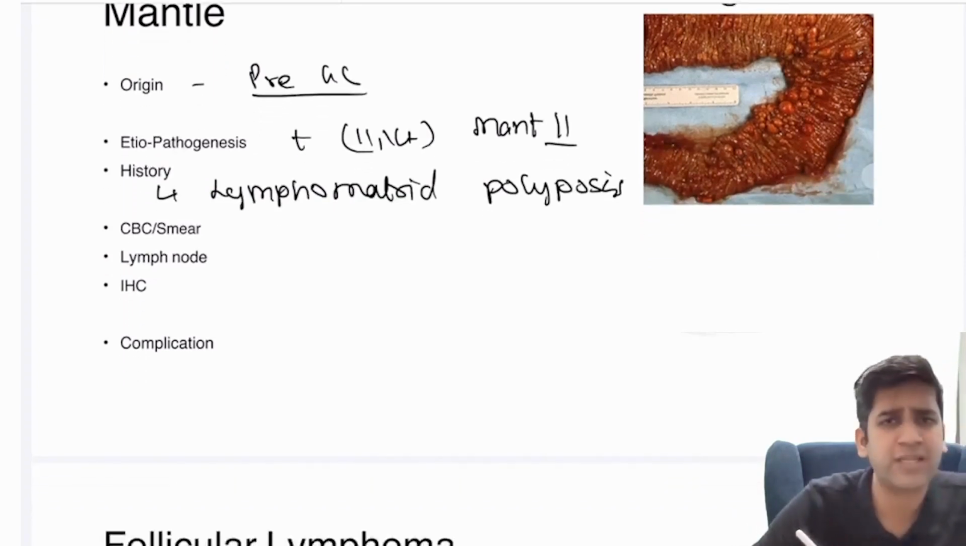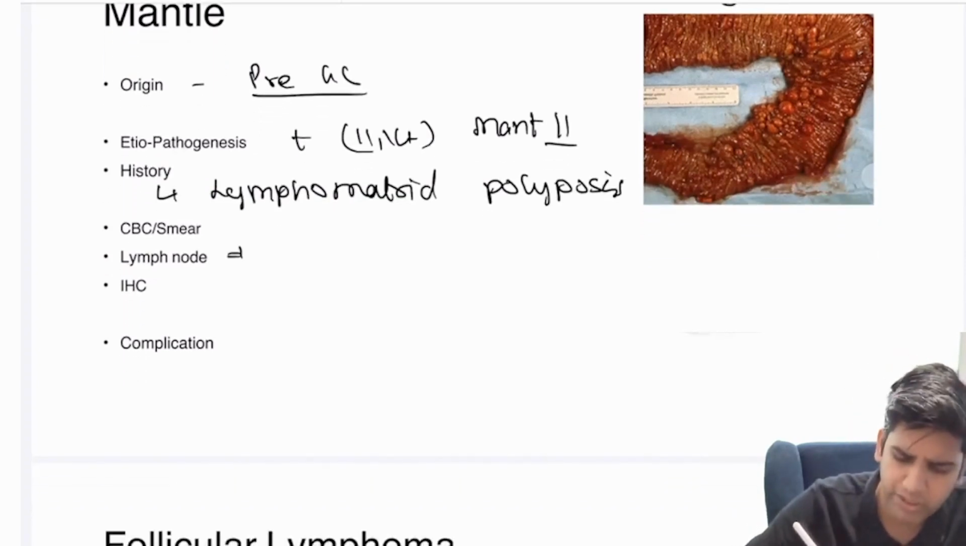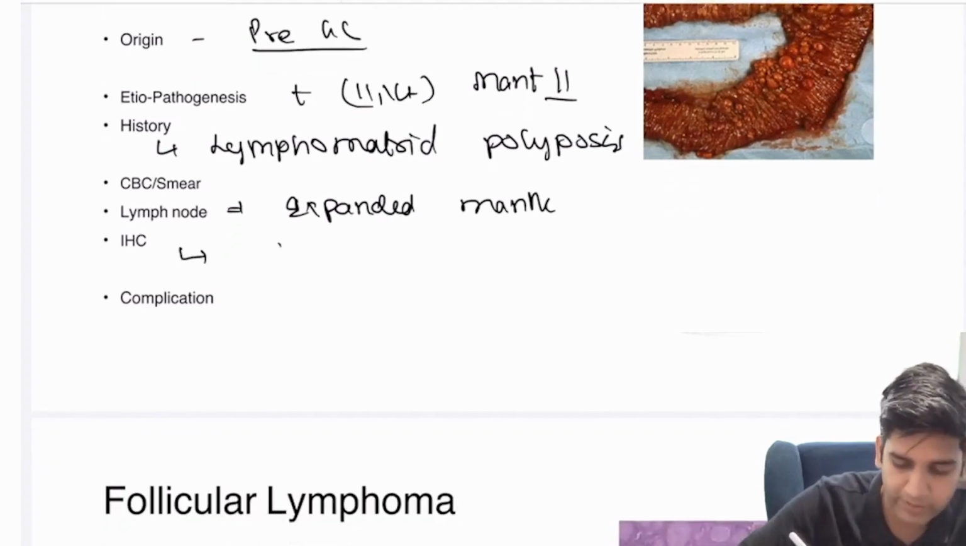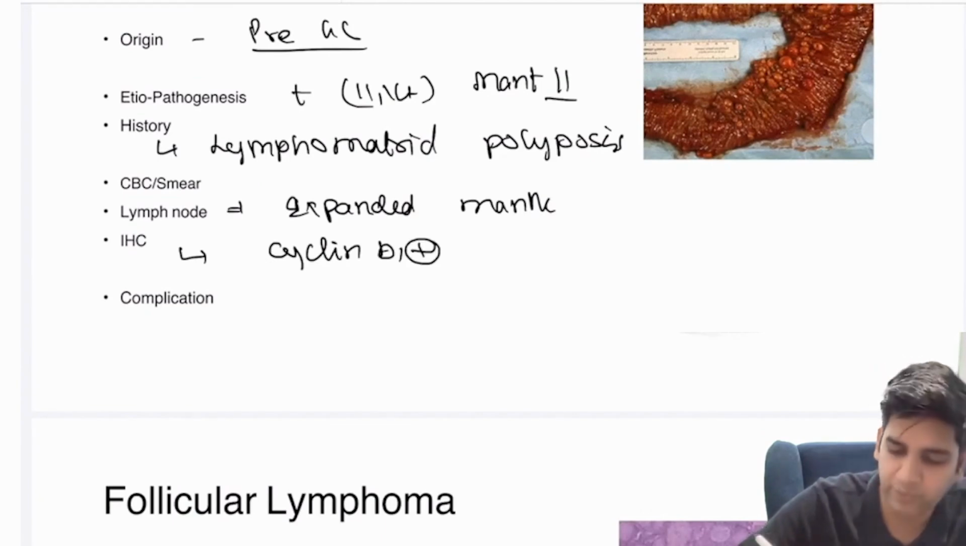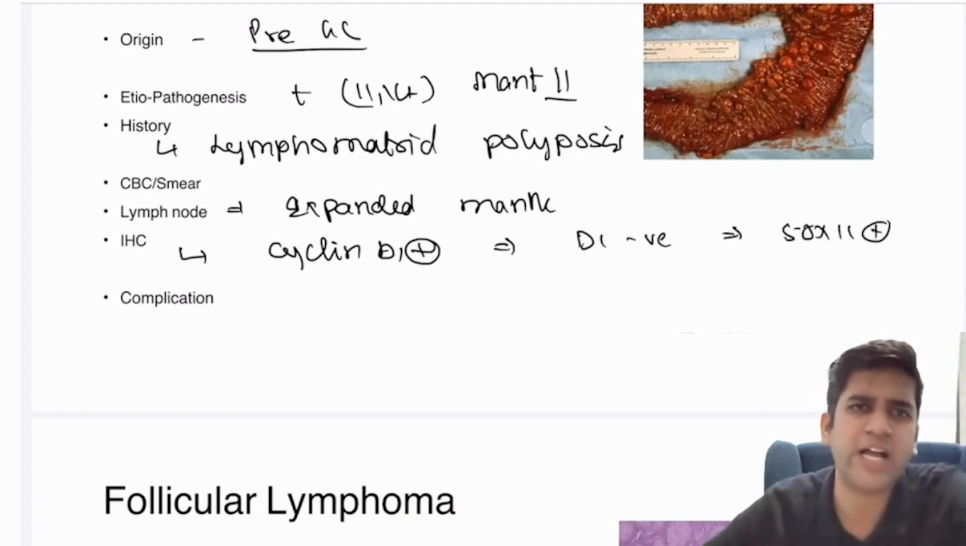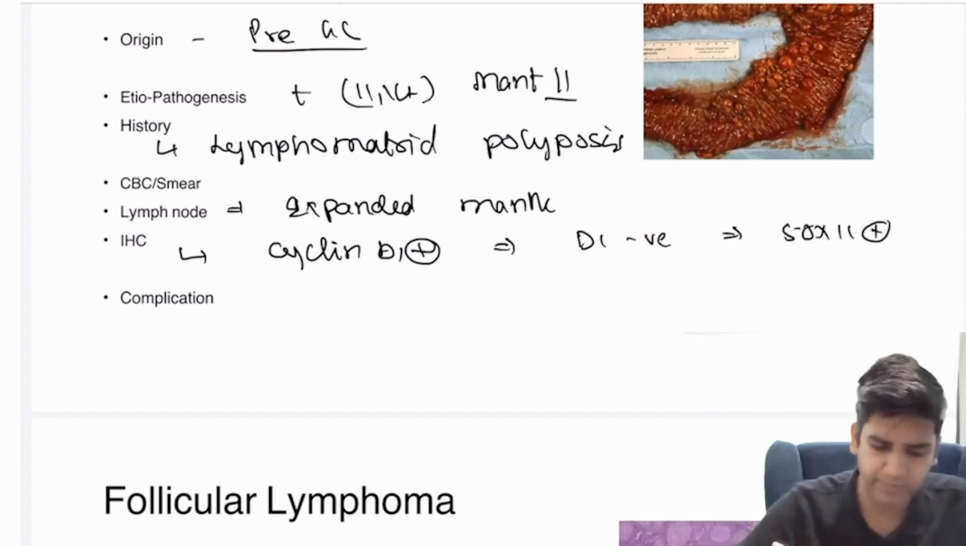Lymphomatoid polyposis. CBC and peripheral smear, not much. You'll have an expanded mantle zone. That's the first finding. In the case of IHC, I'm going to look for only one guy, cyclin D1. If cyclin D1 is positive, obviously mantle cell lymphoma. In cyclin D1 negative patients, you'll have SOX11 positive. Okay, that was asked once in the AIIMS exam, just to complete it for namesake.